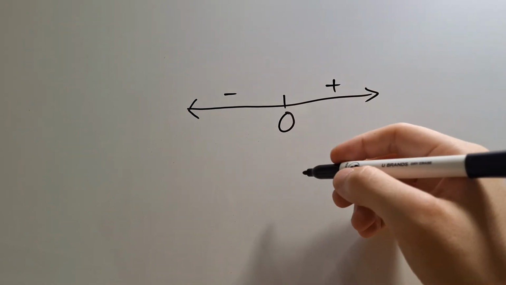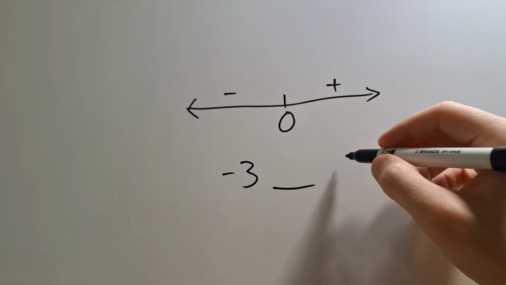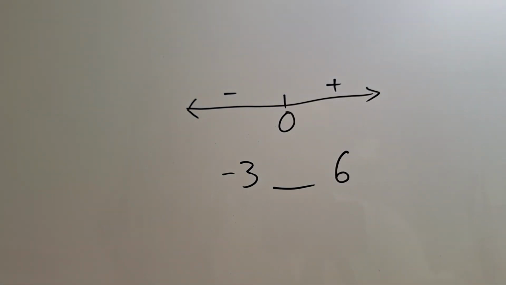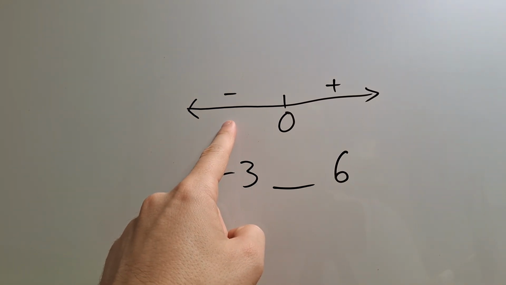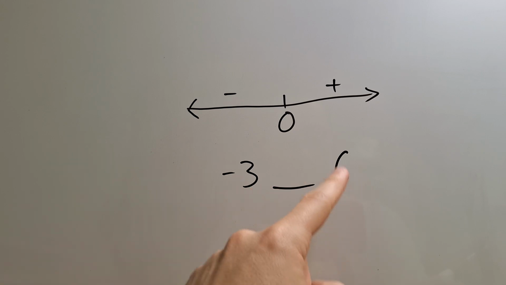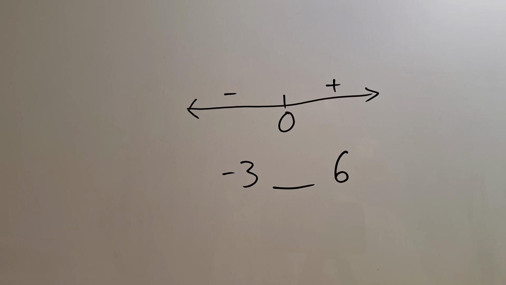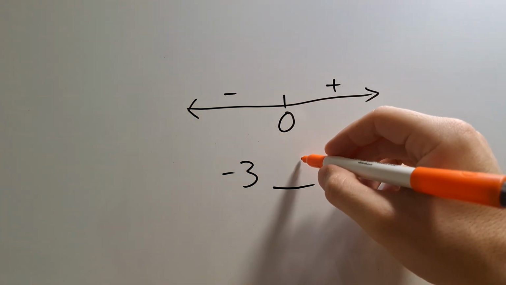So let's just pick two random numbers. I'll say -3 and 6. So how would I determine which number is bigger? Well, this number is to the left of 0, which means that it's a very small number. This number is to the right of 0, indicating that it is much larger. So how I know that this number is larger, I will write this symbol.